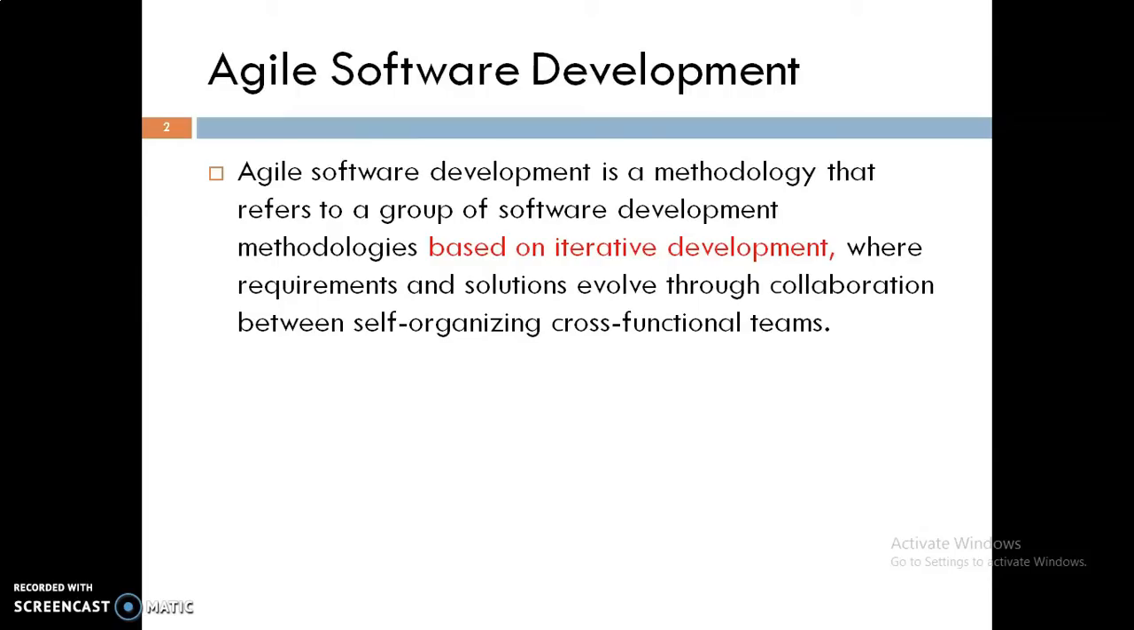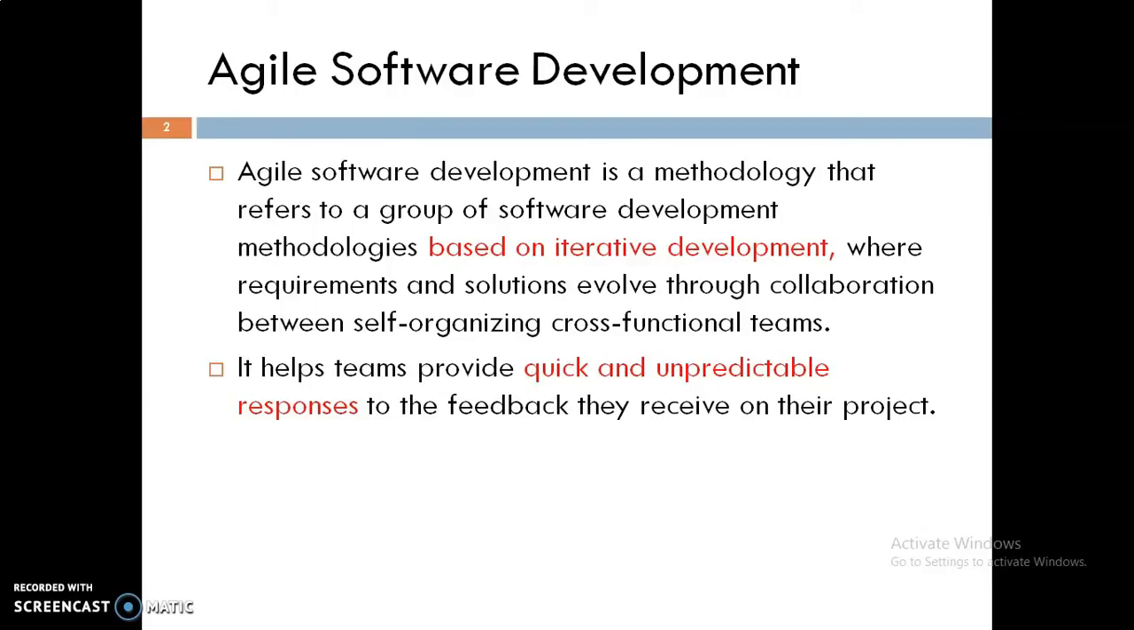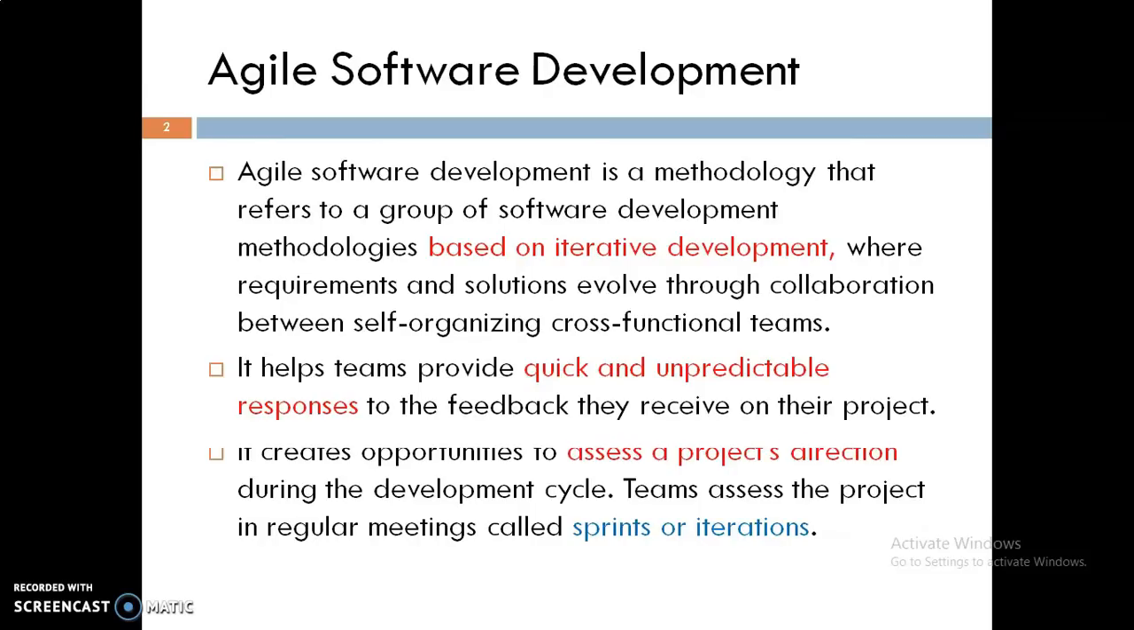Iterative and incremental development is done in agile software development, where the requirements and the solutions evolve through the collaboration between self-organizing and cross-functional teams. These teams help provide quick and unpredictable responses to feedback they receive on their projects. So this creates opportunities to assess the project direction during the software development life cycle. It also assesses the project in regular meetings called sprints, and iterations are performed.